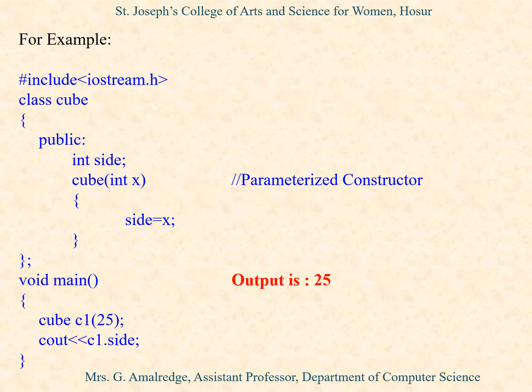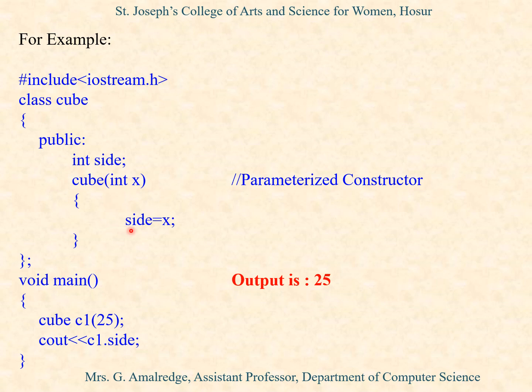Here is an example for parameterized constructor. In this example, we are creating a class called cube and creating a constructor with parameter x. In the main function, we are creating an object C1 for the class cube. Whenever we are creating an object, the control automatically moves to constructor. In this example, we are creating an object with the parameter 25. So the control goes to the constructor and the value of 25 is assigned to x.